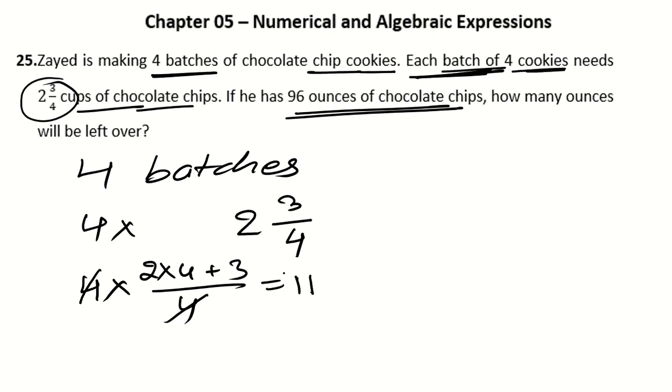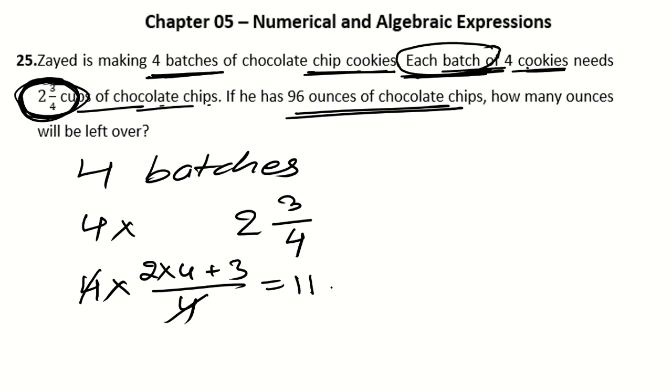Okay. Now, see, are we doing it correctly? Let's check it again. Zayed is making 4 batches of chocolate chip cookies. He has to make 4 batches, okay? Each batch of 4 cookies needs this many cups of chocolate chips. Okay, I think we are doing it correctly because they say each batch. So one batch needs this many cups. So how many for 4 batches? So just multiply it, okay? But if they say one cookie, each cookie needs 2 and 3 over 4 cups of chocolate chips, then you will multiply by 4 also, okay?